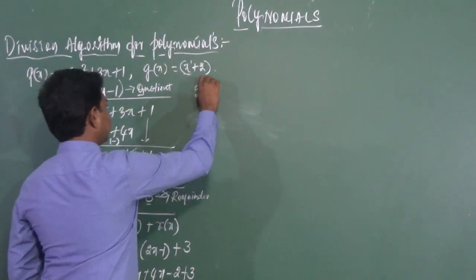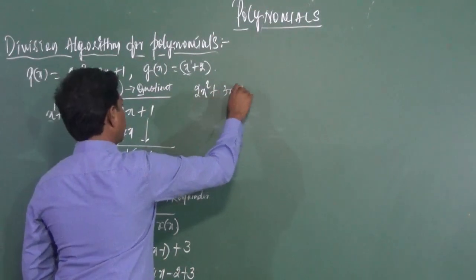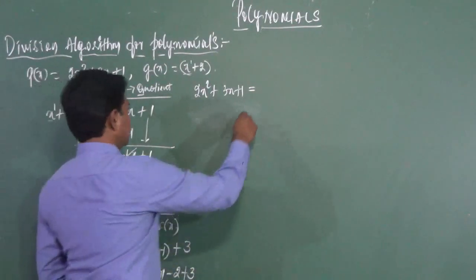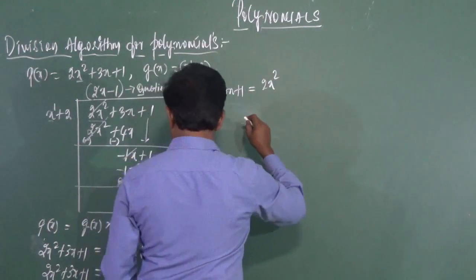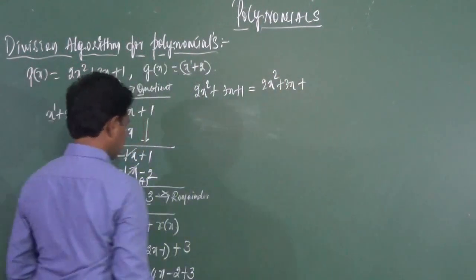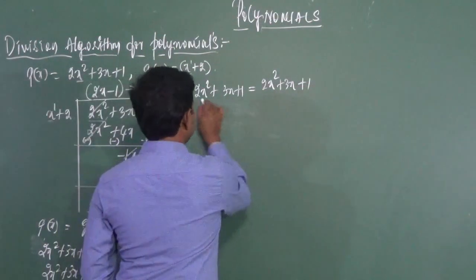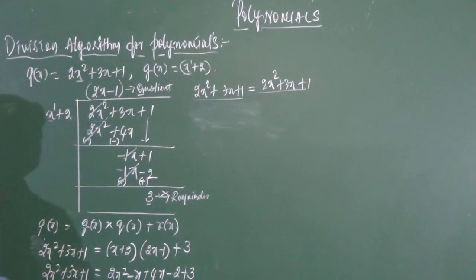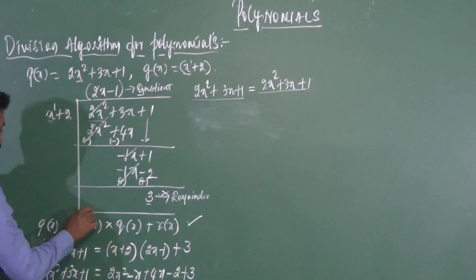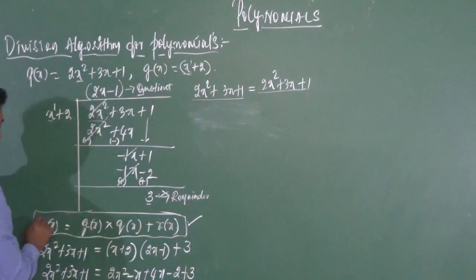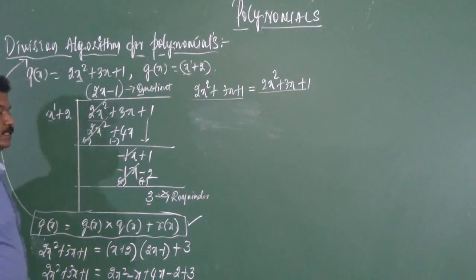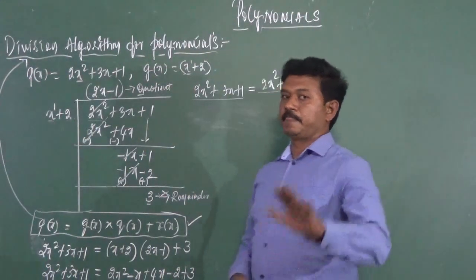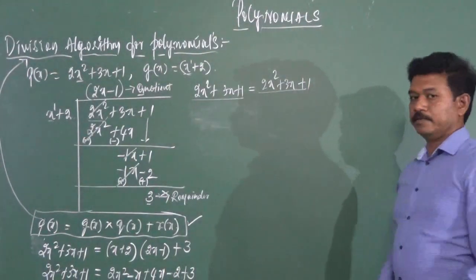2x square plus 3x plus 1 is equal to, let us check this out, 2x square is there, minus x plus 4x is plus 3x, minus 2 plus 3 is plus 1. So here you can see LHS is equal to RHS, 100% it has become equal. So this result that we are applying for this division of polynomials is called the division algorithm for polynomials, which is very, very important. This is the very important previous knowledge required for solving problems, right?